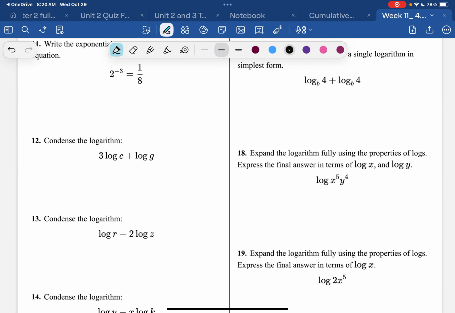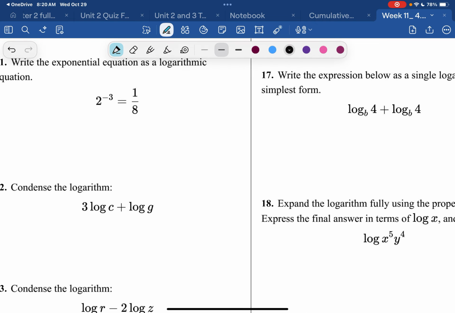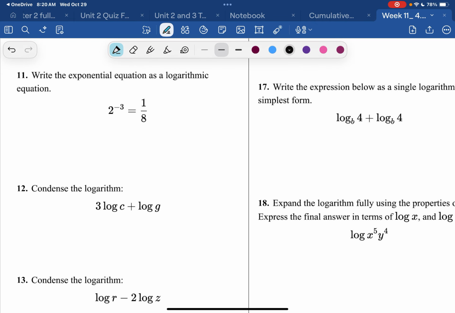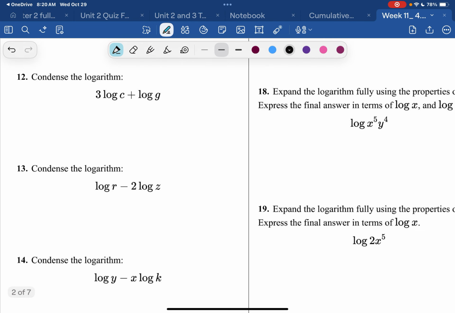I didn't do any of write the log as an exponential. I guess I did not. So then the next thing is condensing.